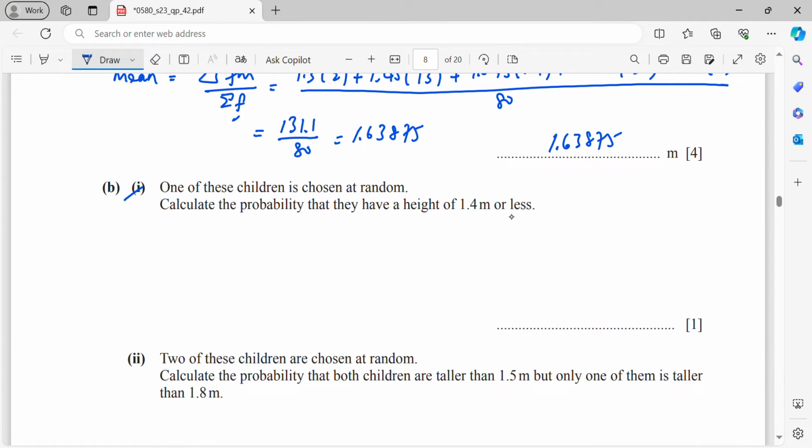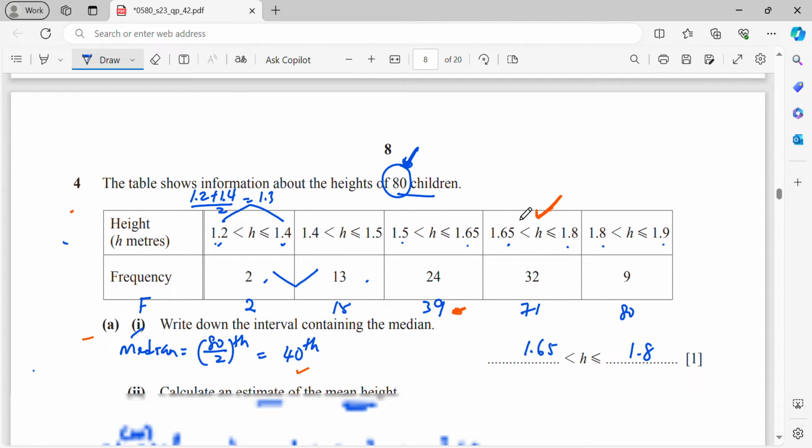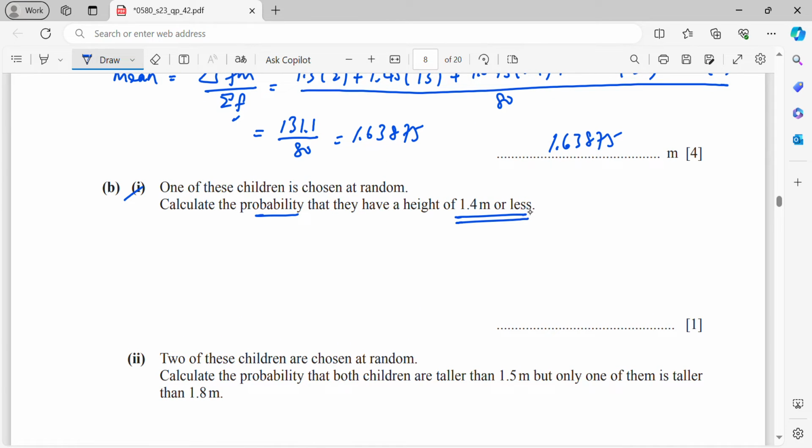Now, part B, first part: one of these children is chosen at random. Calculate the probability that they have a height of 1.4 meters or less. 1.4 meters or less means it should be the first group, where the maximum is 1.4 meters, and there are only 2. So 2 out of 80. This is P of height less than or equal to 1.4, which is 2 over 80, and I can simplify this into 1 over 40. That is my probability.